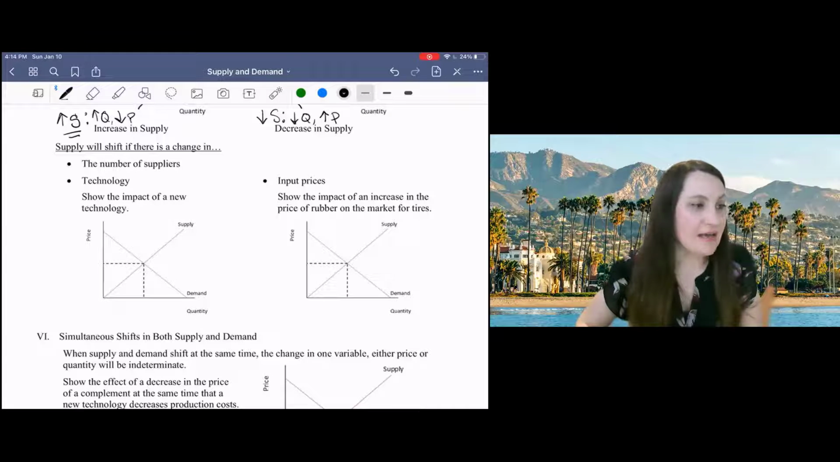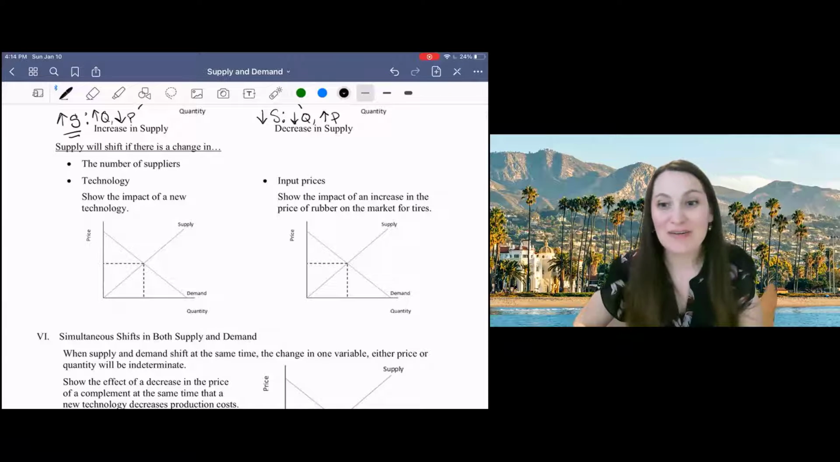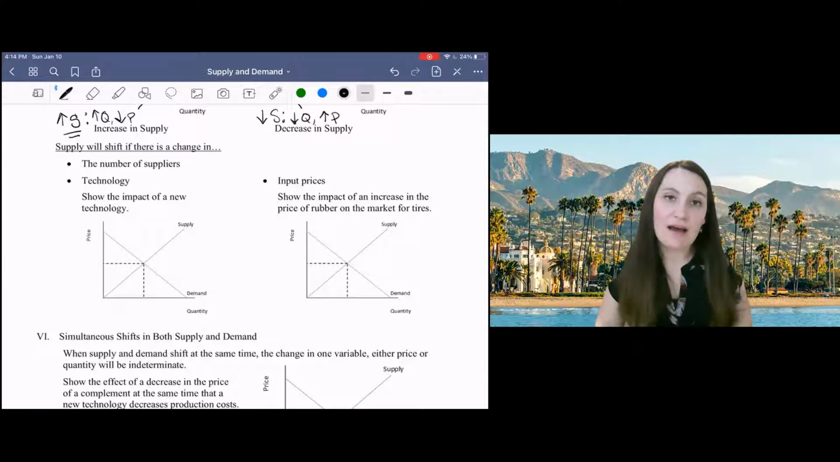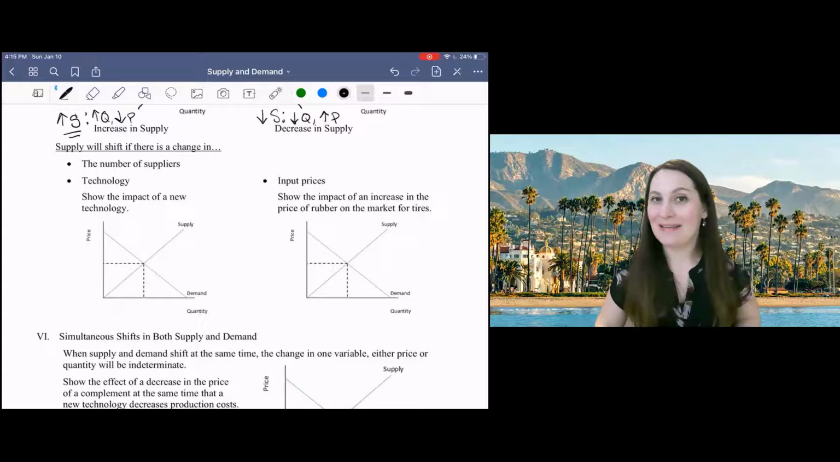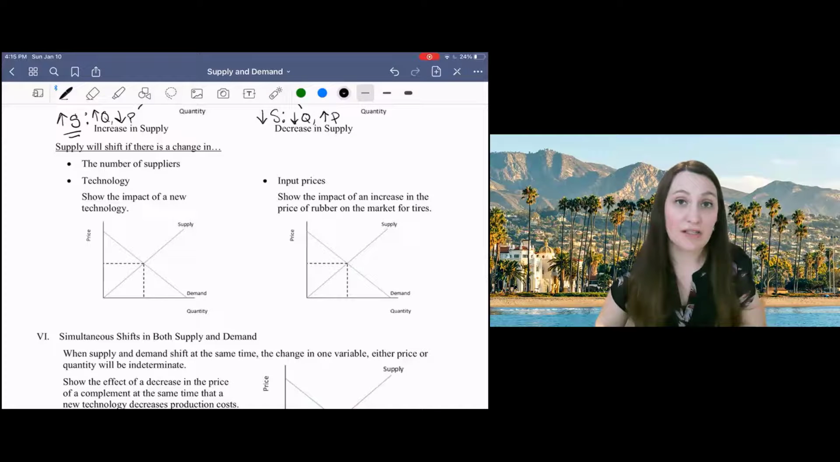Here you can see that factors that shift supply include the number of suppliers, of course, but also changes in technology and input prices. If we have a change in technology, we know that production costs will decrease. That's because any technology that leads to an increase in production costs is pretty useless and would not be adopted. So any new technology will decrease production costs.